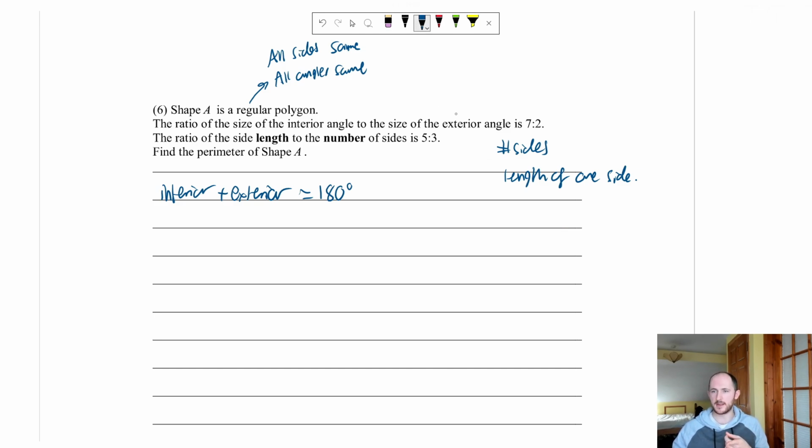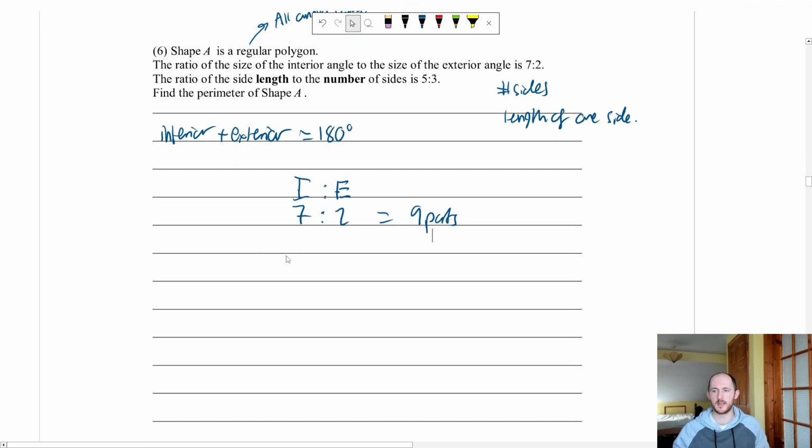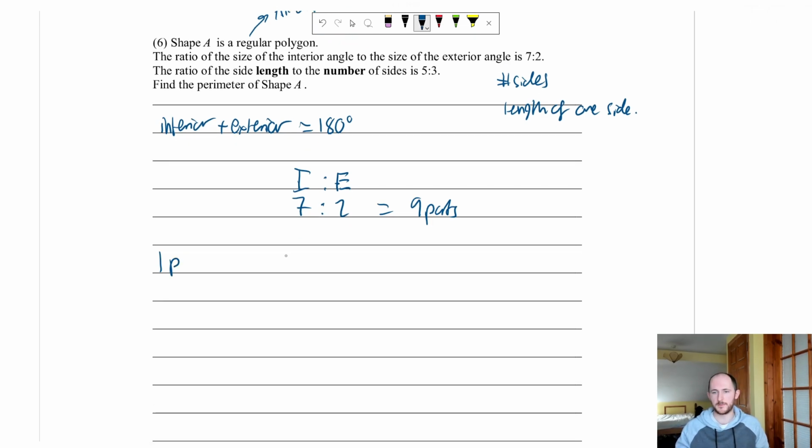Now I know that there is a ratio of 7 to 2, so I'm going to call it interior to exterior is 7 to 2. So in total there's 9 parts. So we're taking 180 degrees, because that's what they should add up to, and breaking it up into 9 different parts. So one part would equal then 180 divided by 9, which would give me 20 degrees, which means the exterior angle is equal to 2 times 20, which is 40 degrees.